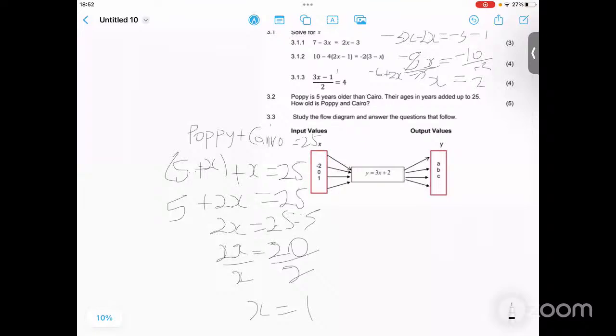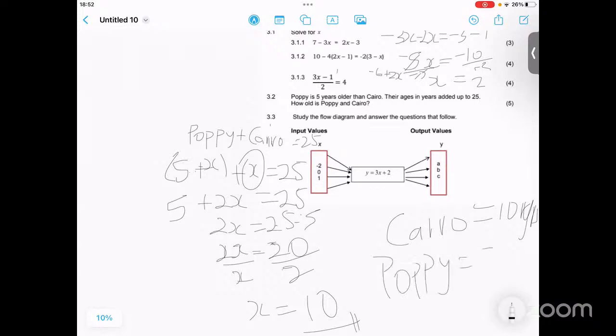So who's x years old? x years old is Cairo. So Cairo is going to be 10 years old, and Poppy is going to be 5 plus 10, which is 15. And remember, this should make sense. They said Poppy is 5 years older, so the age difference is 5. The difference between 10 and 15 is 5, right? So that means this is the correct answer.